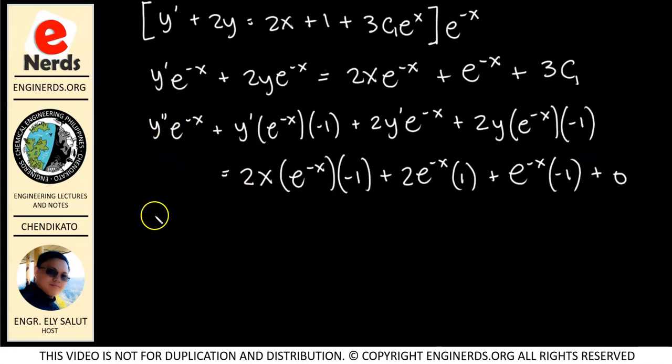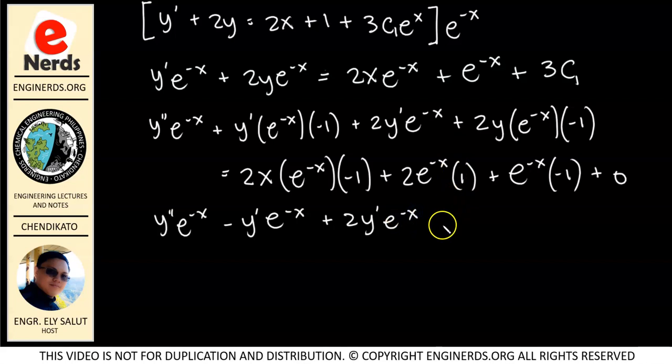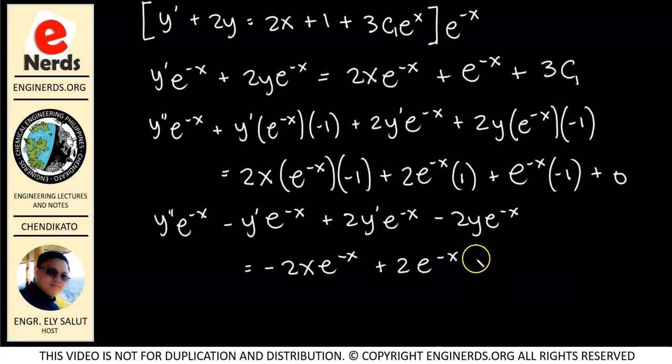Okay, so I will have y 2 prime e to the negative x minus y prime e to the negative x plus 2y prime e to the negative x, then minus 2y e to the negative x. Okay, and this is equal to negative 2x e to the negative x, then plus 2e to the negative x, then minus e to the negative x.